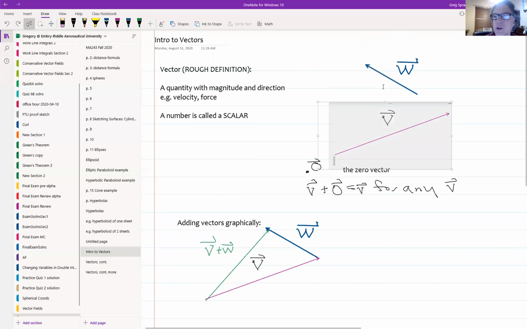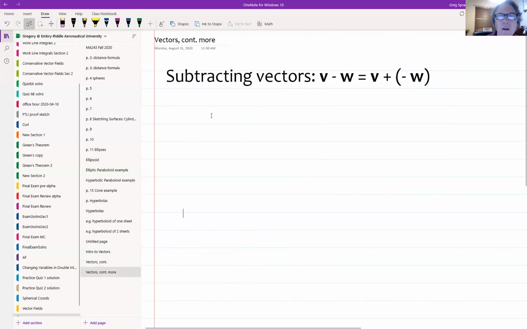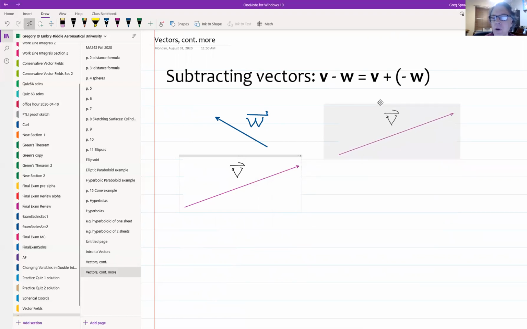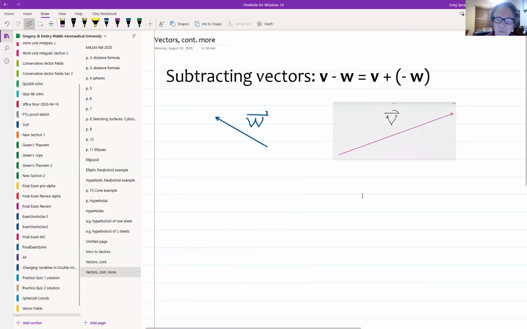Oops, sorry. Let me copy that. Copying things is often easier than doing original work, as you probably know. So let me sketch v minus w. So if I have to, I copy v where I want it to start.